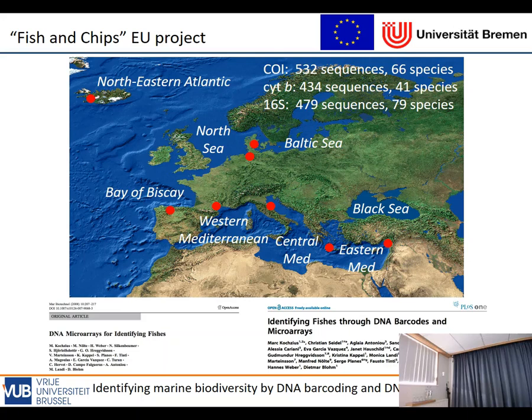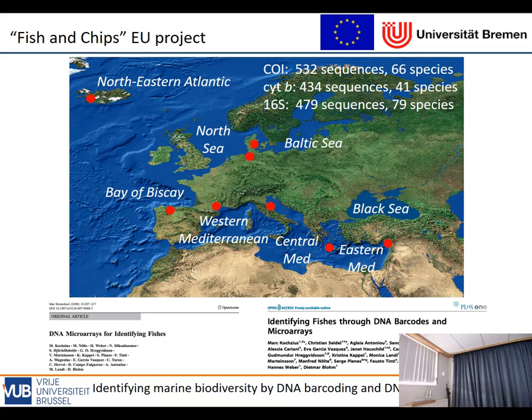So actually, as we started with the project, the paper came out, and then we thought, okay, we'll also try this CO1 marker. Initially, we were opting for cytochrome B because this was the standard marker for fish phylogenetics and identification. And we also used 16S to check which of these three mitochondrial markers would be better to use.